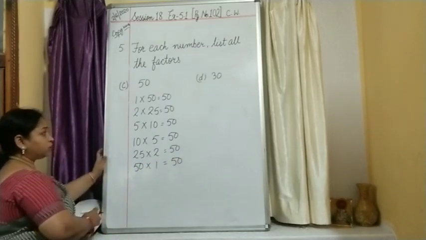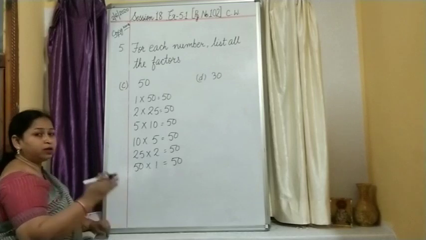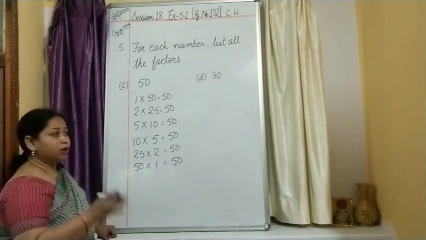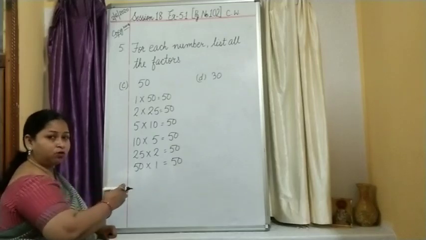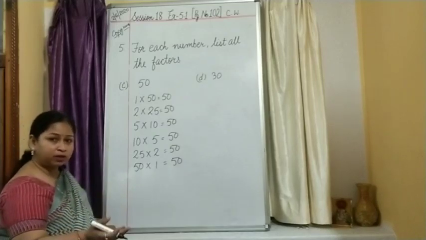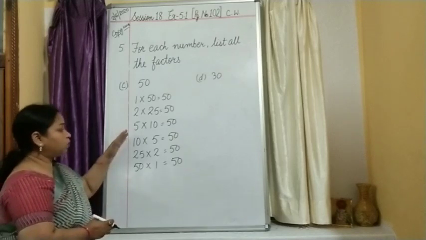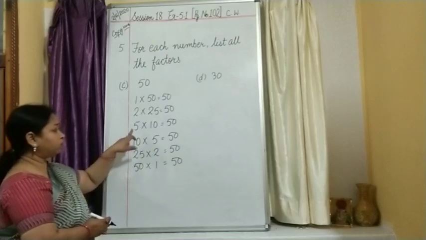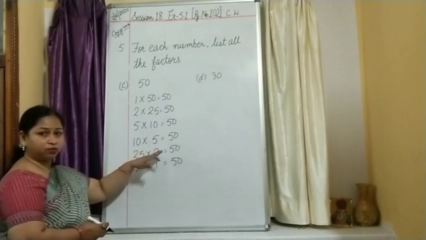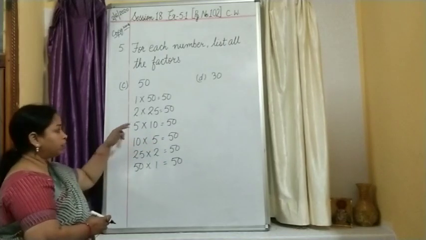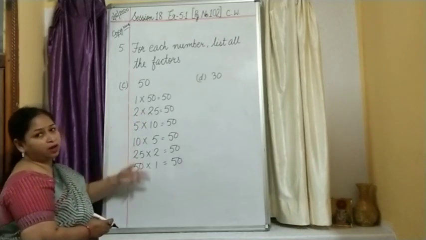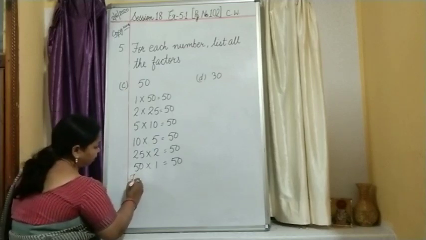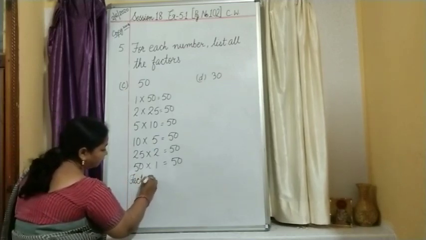Easy. So first you go on checking in each table whether the required number is appearing or not. The moment you get it, you note it down. If you don't get it, move on to the next table. And the moment you come across such a condition, as in this case we have done 5 tens are 50 and then 10 fives are 50, this is a U-turn for you. Then you can just reverse this and you can get your answer. Simple.